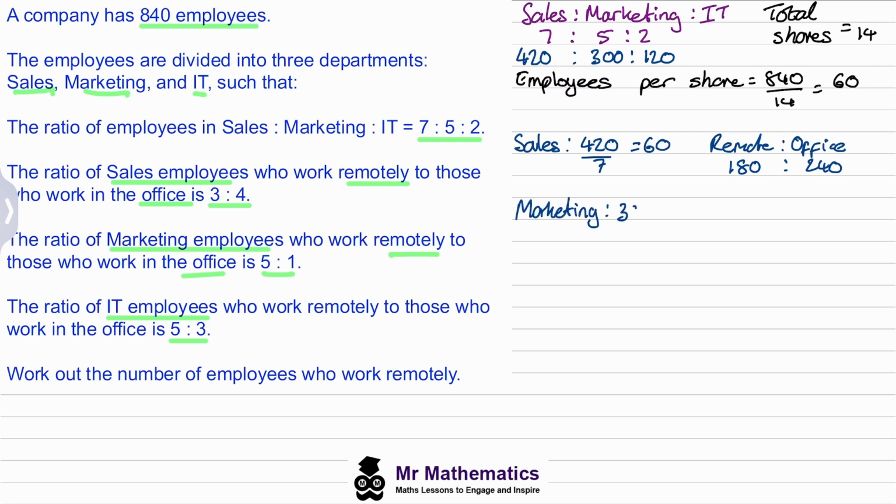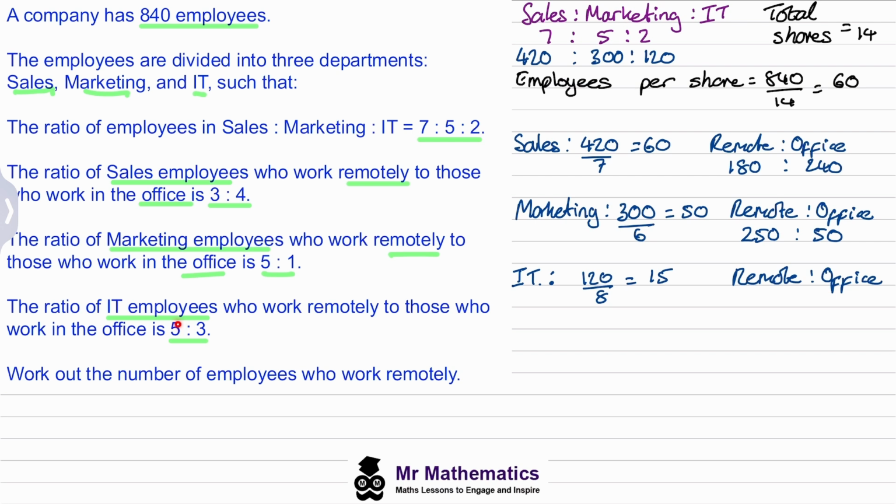We'll do the same for marketing. We've got 300 employees in total, divided by the total share of 6, 5 over 1, and this will give us 50 employees per share. So we'll multiply each of these by 50. This will give us 250 that work remotely and 50 that work in the office. We'll do the same for IT. So we'll divide 120 by the total number of shares we have here, which is 8. And this will give us 15 per share. So we'll multiply each of these by 15, and we get 75 that work remotely and 45 that work in the office.